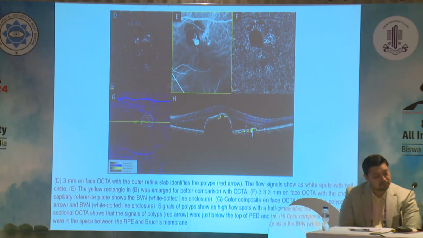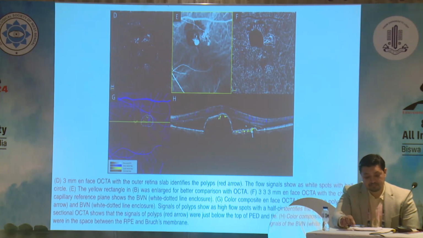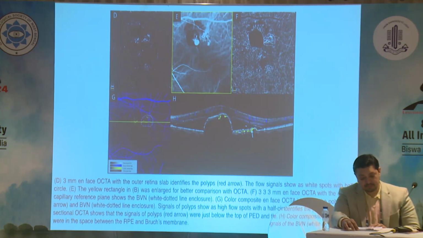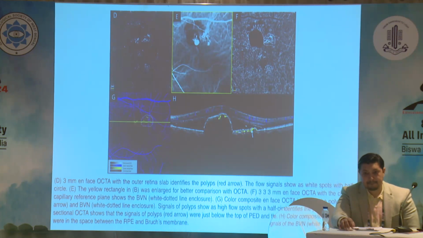I'll just tell you why it is not so well demarcated and why it is a half circle. Adjacent to that, we can see the presence of the choroidal neovascular membrane. When we correspond this to the B scan in the H picture, we can see the polyp in the color composite, near the height of the PED, and the adjacent choroidal neovascular membrane can be seen.